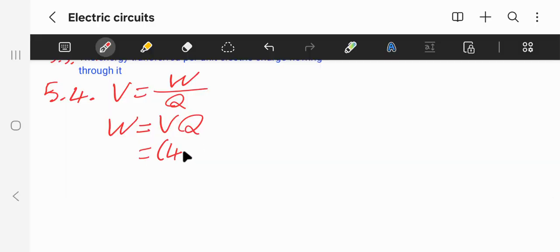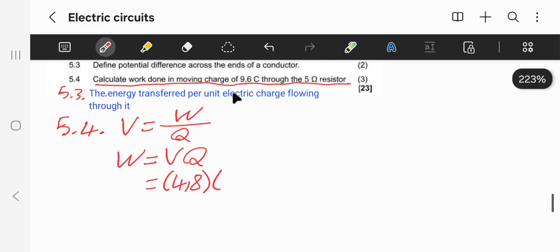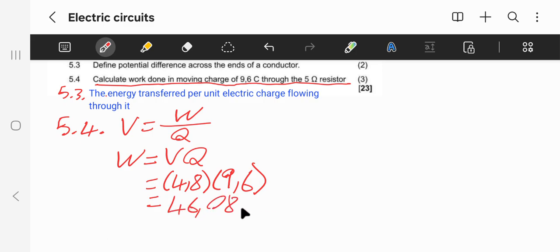So where I see V, I'm going to substitute with 4.8, and this Q is the charge that I've been given, and that charge is 9.6 coulombs. So I'm going to substitute here by 9.6, and then from there I'm going to get my answer, and my answer will be 4.8 multiplied by 9.6, which is 46.08 joules. And that's how we answer this question, guys.